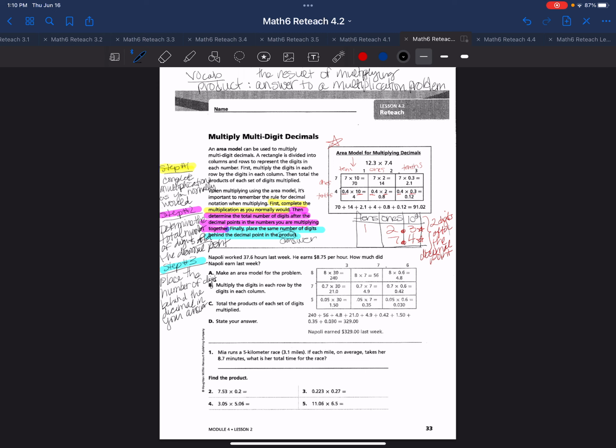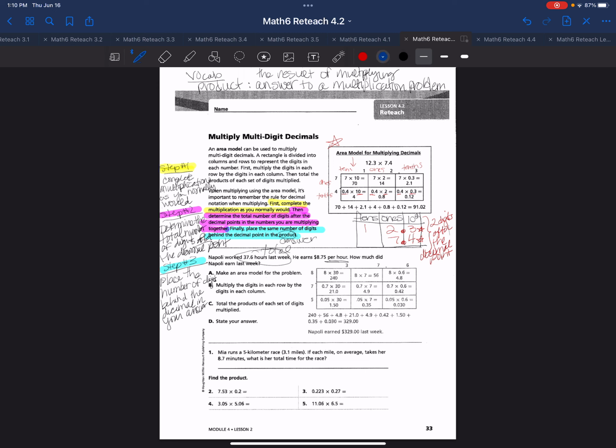All right, so I'm going to show you how we're going to do this in the next problem. I will give you an example following these steps. Nepali worked 37 6/10 hours last week. So we know that is the total amount they worked. He earned $8.75 per hour. How much did Nepali earn last week?